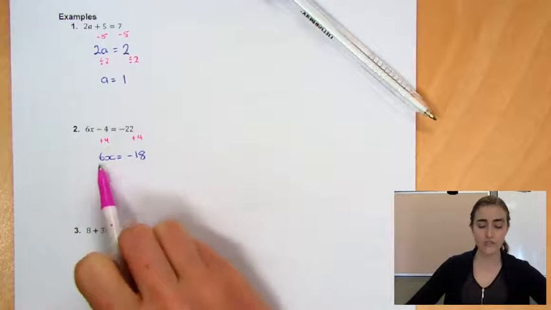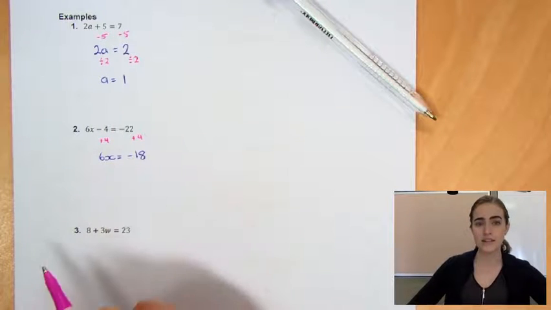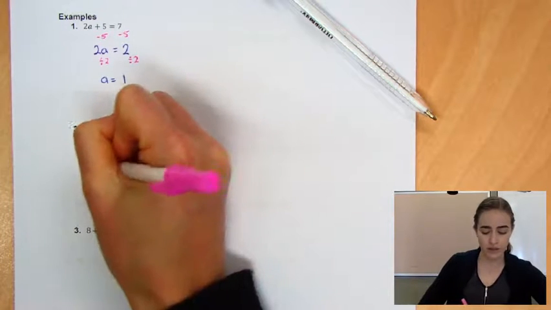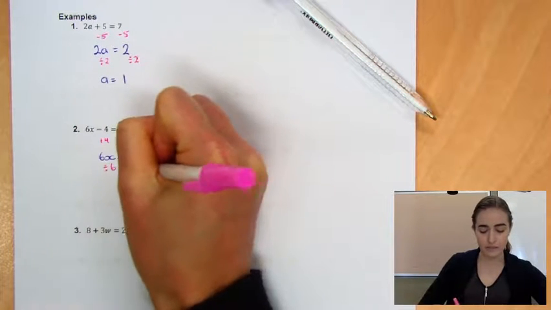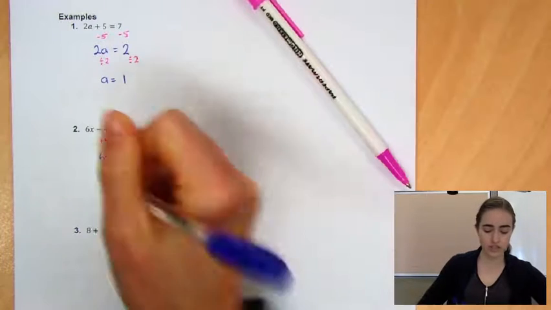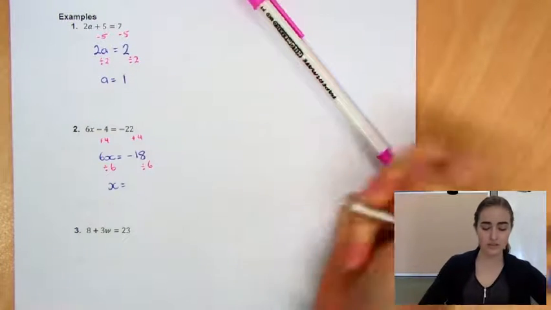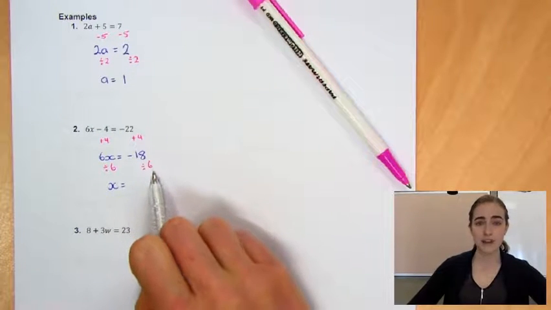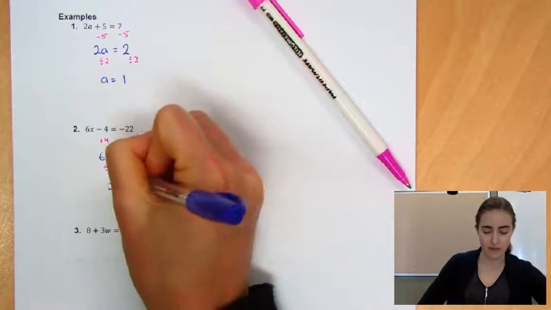Then we're still trying to get rid of this 6 times x. So we're going to divide both sides of that equation by 6. That'll just leave us with x equals, now minus 18 divided by 6 will give us minus 3.